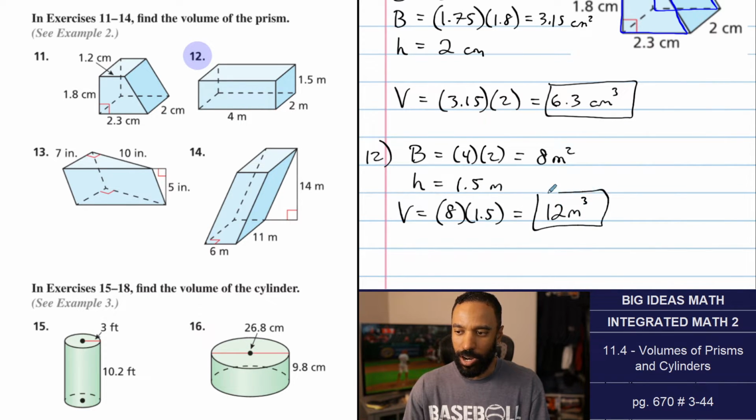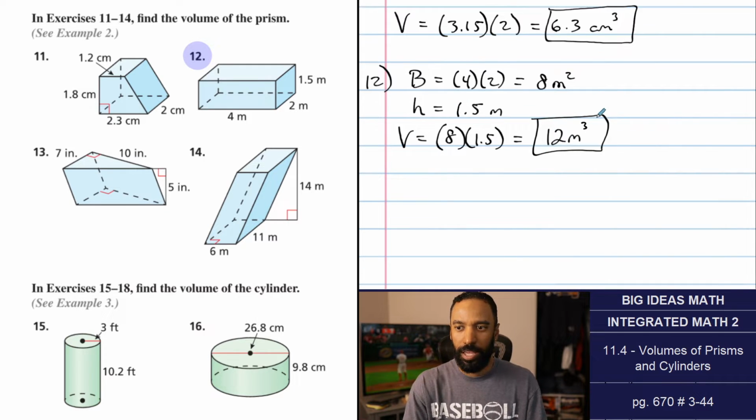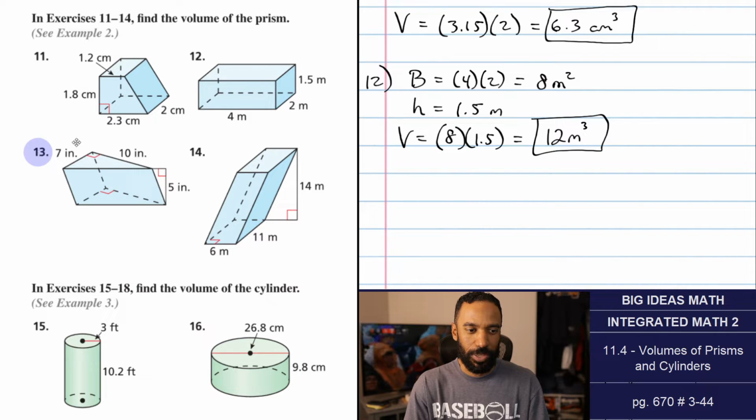I feel like they should have started off with that one. It's a more basic shape, more basic way to identify it, more basic calculation. Instead, they started with the other one.